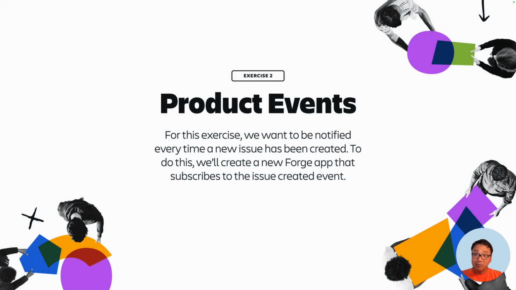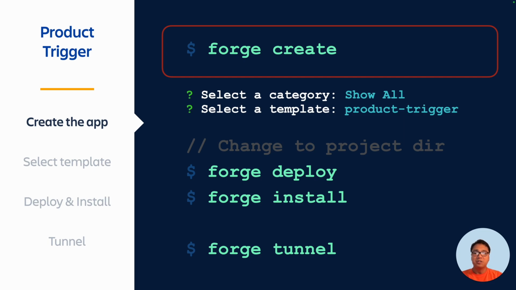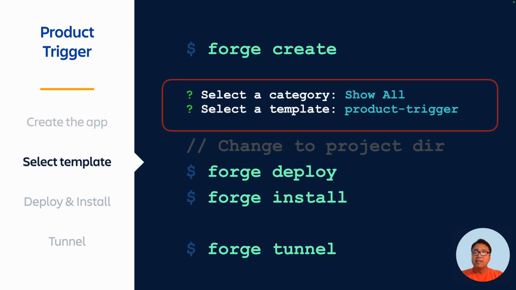Now, let's apply some of what we just learned. In our next exercise, we want to subscribe to the issue created event. Lucky for us, we can use one of Forge CLI's available templates to do this very quickly and easily. Let's all open up our terminals together and hop over to the development screen. We're going to do something very similar to what we did with Hello World. We're going to use forge create. After entering the app name, we're just going to select the category Show All. And for template, you're going to scroll around for product trigger. Let me hop over to my terminal now, and we can do this exercise together.